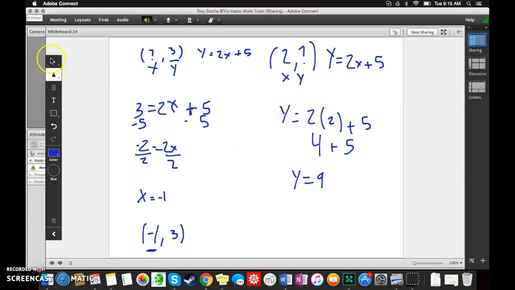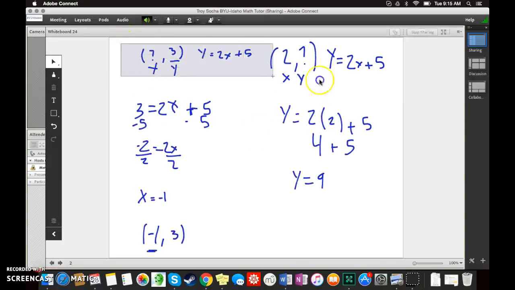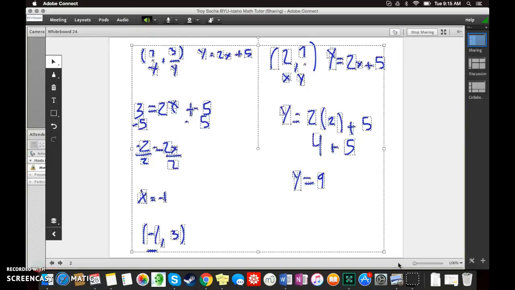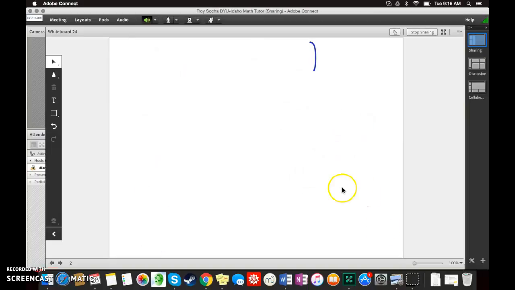Now let's do one that's going to be a little different. It's going to have a fraction in it, if that makes sense. So with these ones, remember, first plug in the variable you know, solve for the variable you don't. We're going to do another one. This one's going to have a fraction in it, and it'll make more sense.